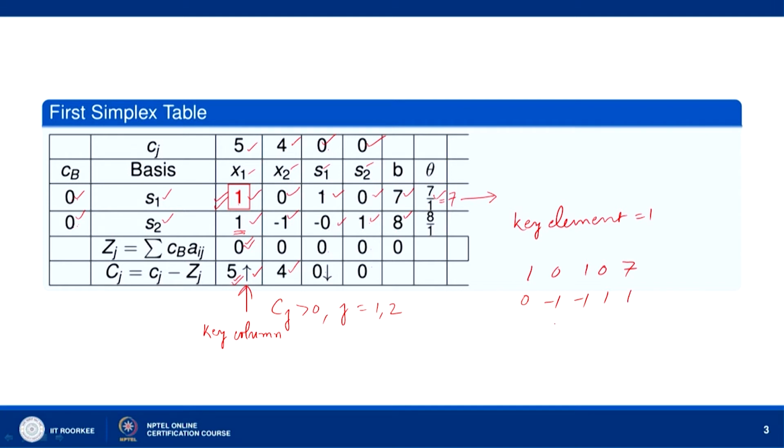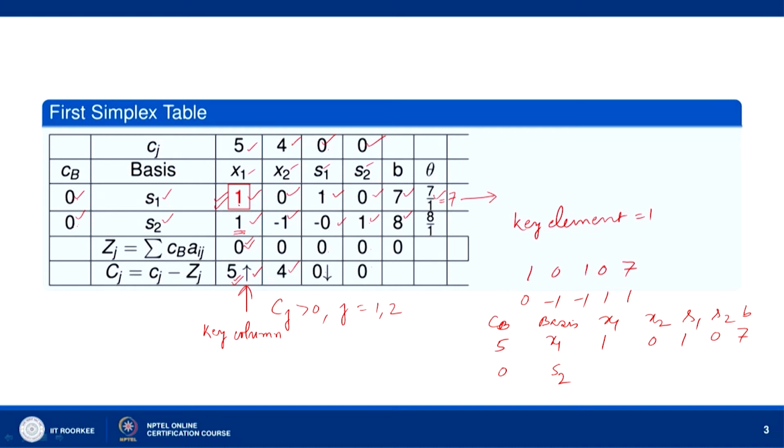Okay. And in this, S1 will be the outgoing variable, x1 will be the incoming variable. So, in the new simplex table we will have Cb, basis. The basis will contain variables x1, s2; the coefficient of x1 is 5, coefficient of s2 is 0. We have x1, x2, then s1, s2 and b. The key row is 1, 0, 1, 0, 7.